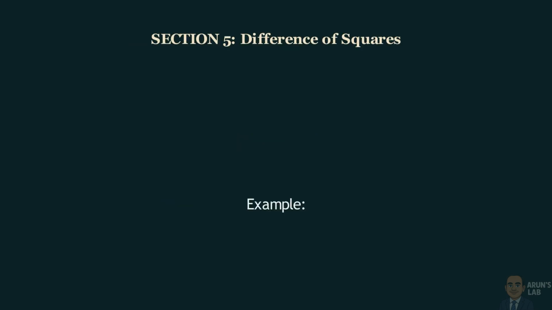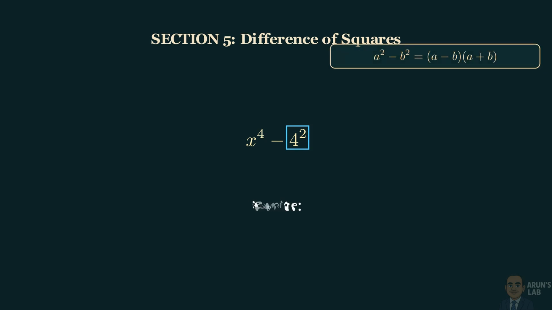Let's see one specific example of the difference of squares factoring technique. The example is x^4 - 16. Recognize 16 is equal to 4^2. So rewrite the expression as x^4 - 4^2. Factor using the difference of squares. So (x^2 - 4)(x^2 + 4).